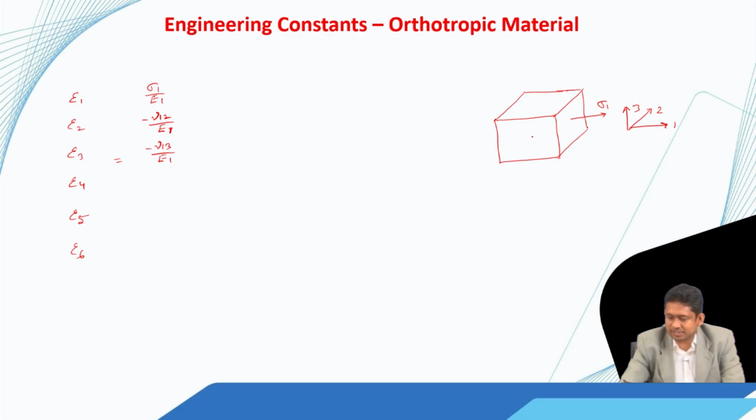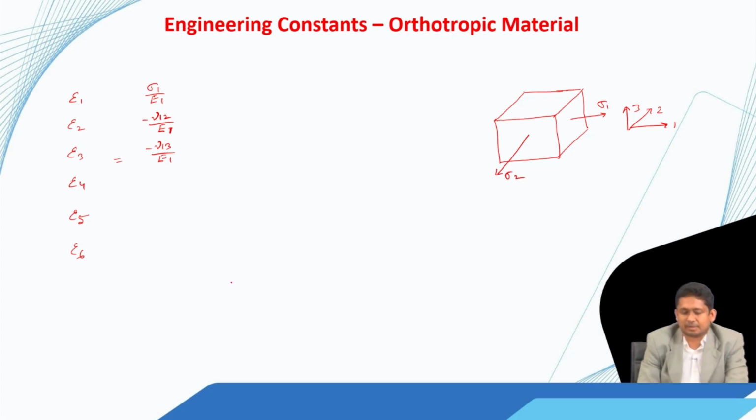Now, let us say we load it along direction 2, a normal stress in direction 2. So, because of this normal stress we are going to have normal strain in direction 2, which we can write as sigma 2 divided by E 2, and we can superimpose the effect of sigma 1 and sigma 2 because the behavior is linear.